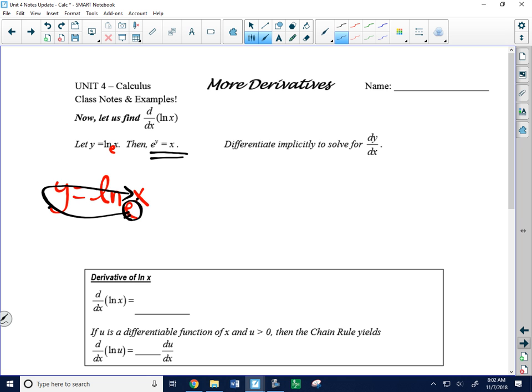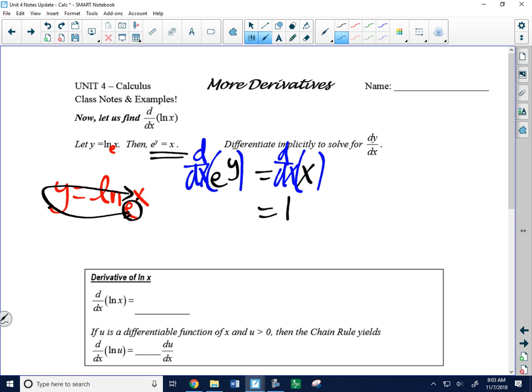So now what I'm going to do is I got this, e to the y equals x. And I'm going to do implicit differentiation. So I'm going to do d dx to both sides. We'll do the derivative to both sides, and this will give us our result. Okay, so the right side is 1. The left side, the derivative of e to the y. Well, we treat it like e to the x. Okay, so I will have to do a chain rule.